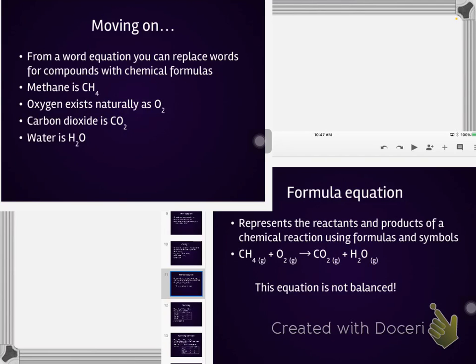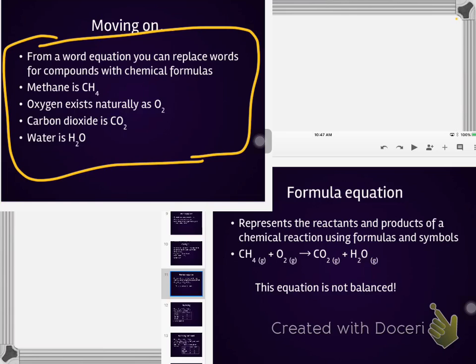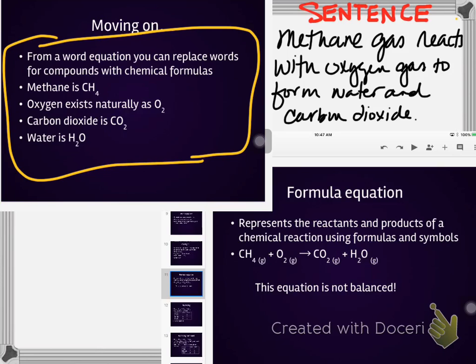When we do chemical formula writing, we typically start with what's called a word equation. We start with a sentence that describes a reaction, and from that, we tend to write a word equation. So the sample sentence I've given you here is that methane gas reacts with oxygen gas to form water and carbon dioxide. How do we know it's a sentence?